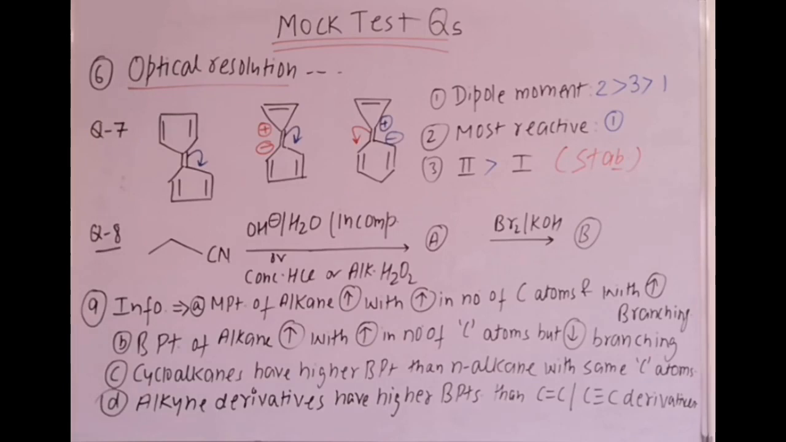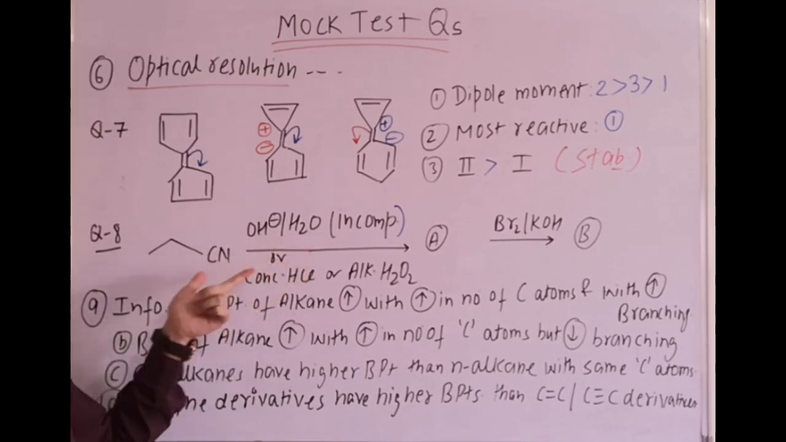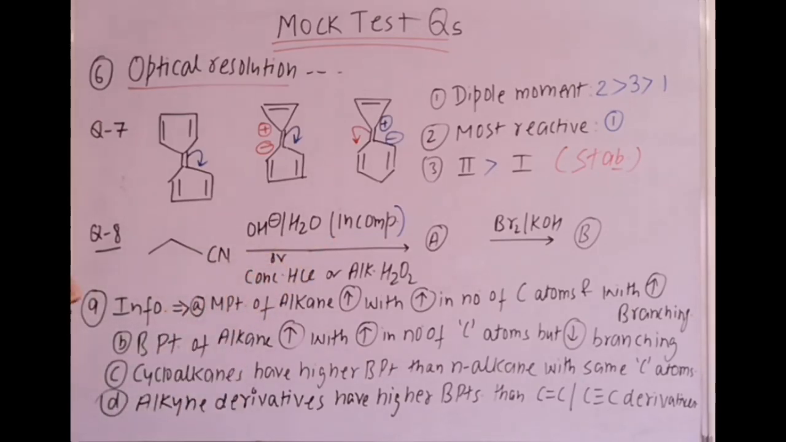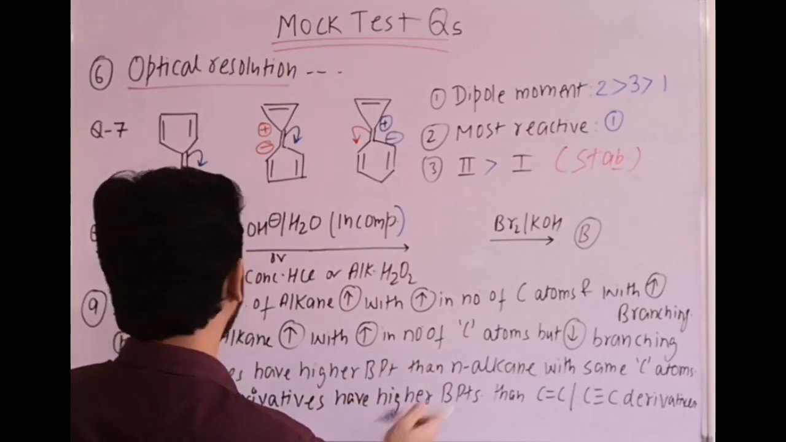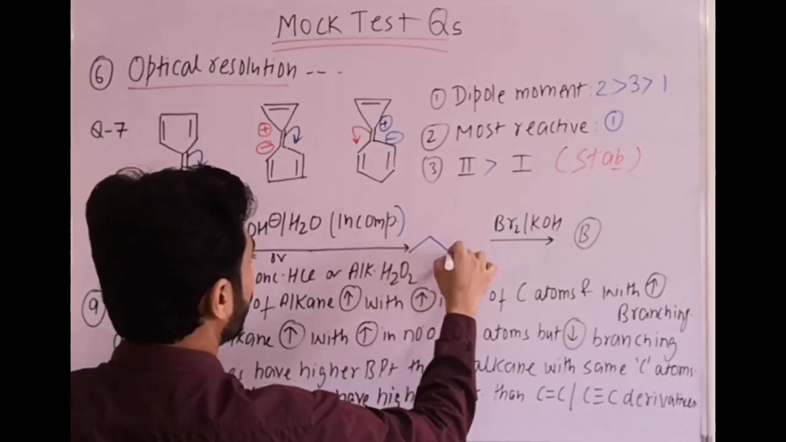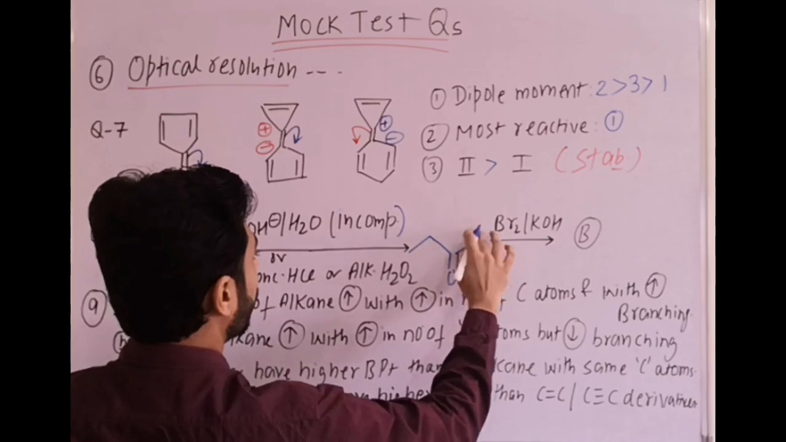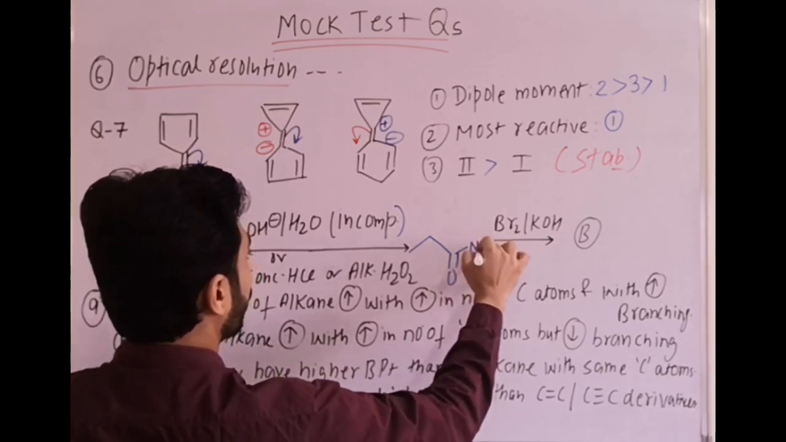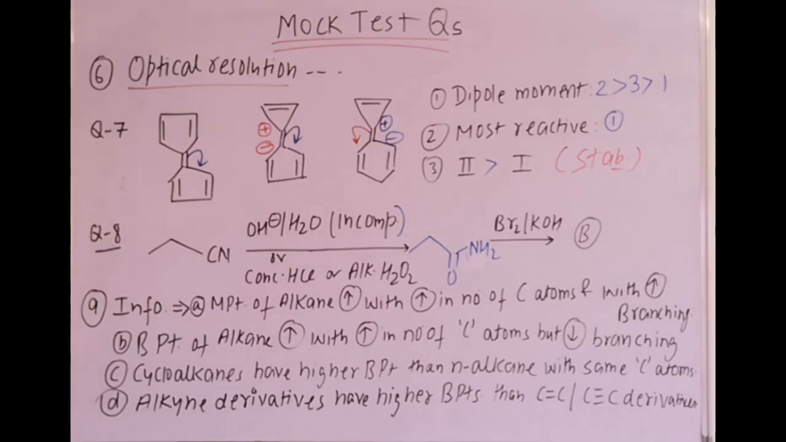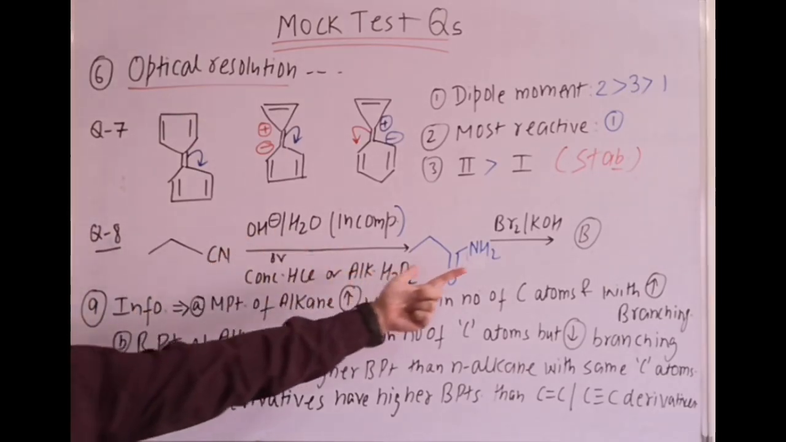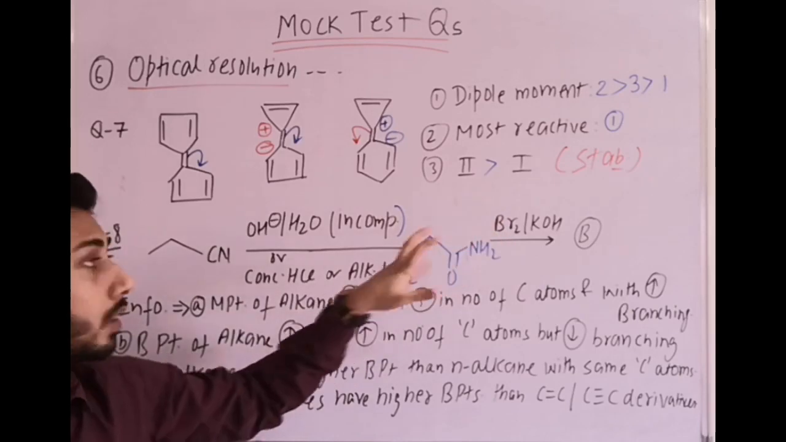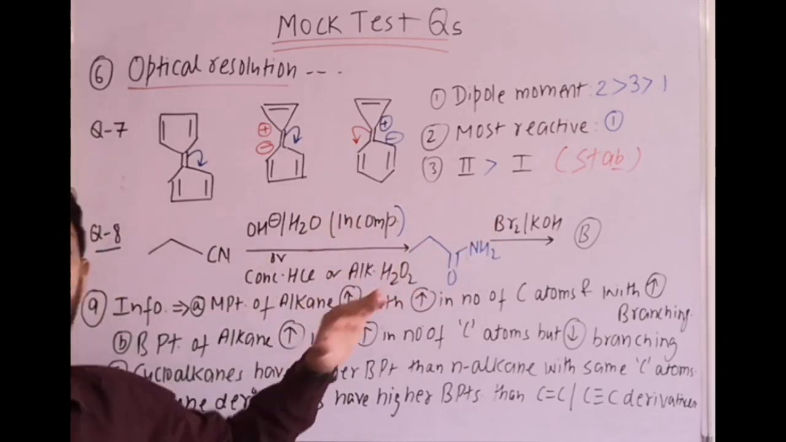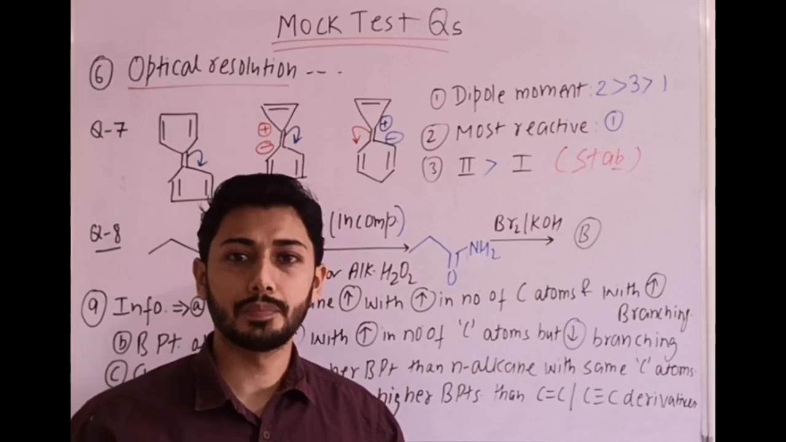Then next is the reaction: alkane nitrile, OH minus, H2O, incomplete hydrolysis is done. Now if we do incomplete hydrolysis of cyanide, it will result in an amide. That means A is what? A is the amide, CH3CH2C double bond O NH2. This is a reaction covered in the amines chapter, cyanide to amide, and it can also undergo further hydrolysis, but here it is already mentioned in the reaction as incomplete, that means it is partial hydrolysis, right?